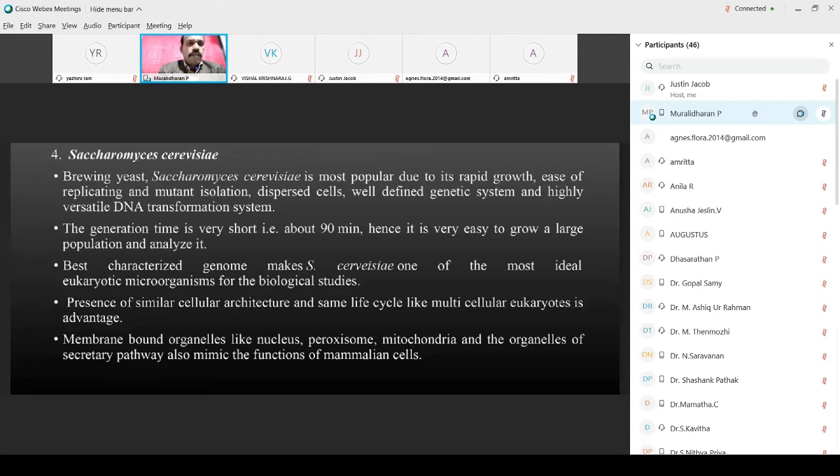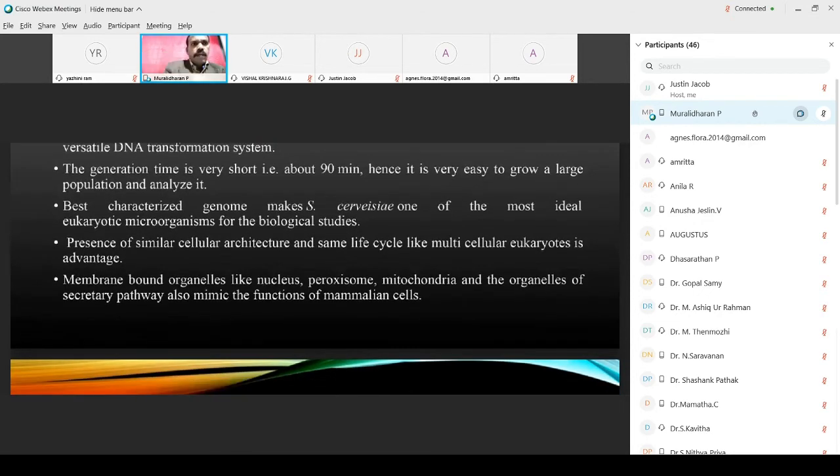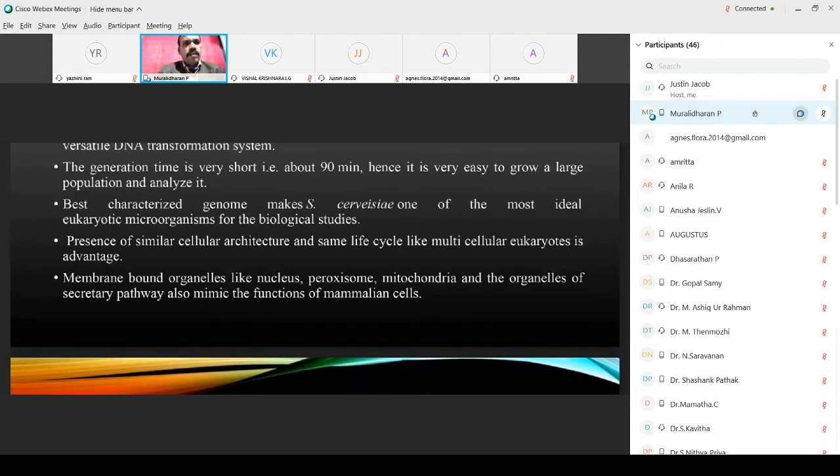And it has the best characterized genome, and it is one of the most ideal eukaryotic microorganisms for biological studies, and the presence of similar cellular architecture and the same life cycle as multicellular eukaryotes is an advantage. And membrane bound organelles like the nucleus, peroxisome, mitochondria, and the secretory pathway also mimic the functions of mammalian cells.